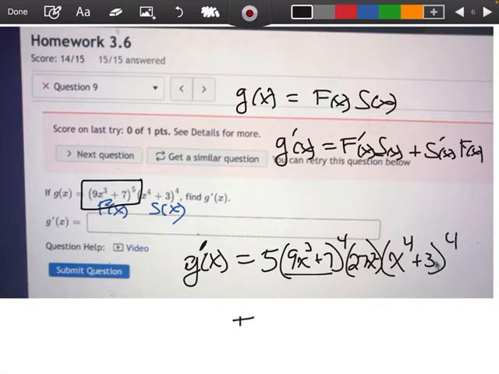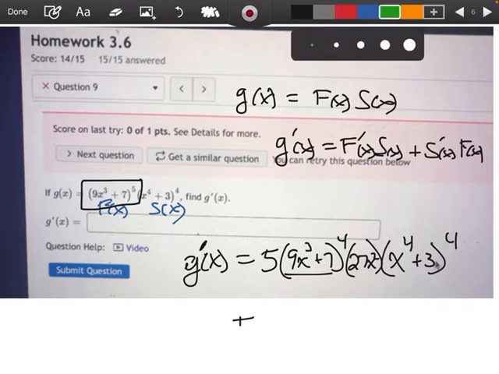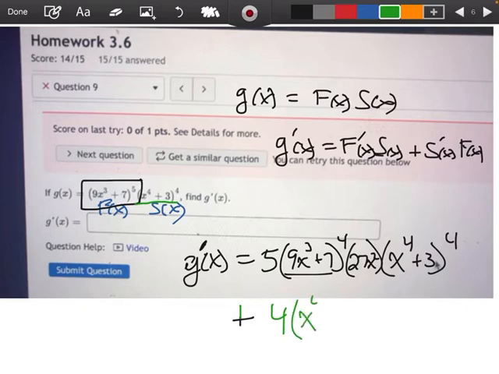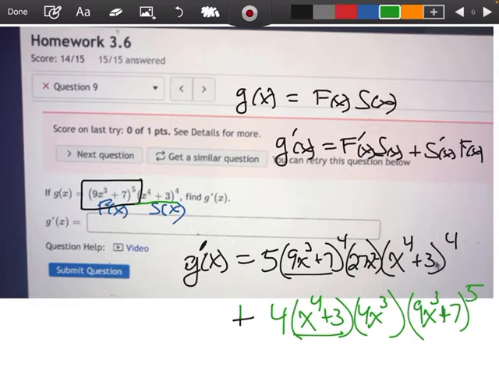the derivative of the second function. So the derivative of that function there, y'all, is going to be a 4 x to the fourth plus 3 times the derivative of what's inside, 4x to the third, times the first function, which is 9x to the third plus 7, all raised to the fifth. And there's my derivative.